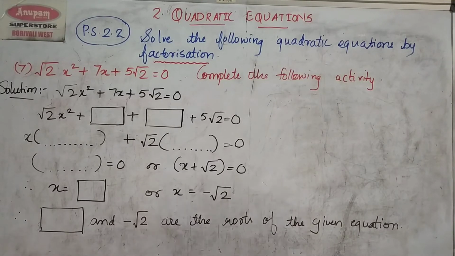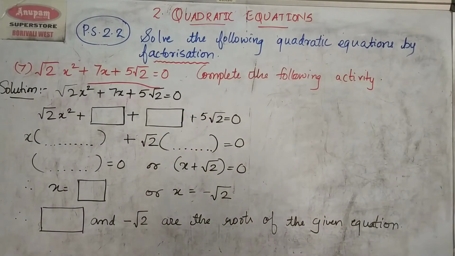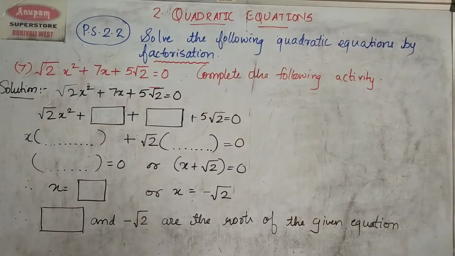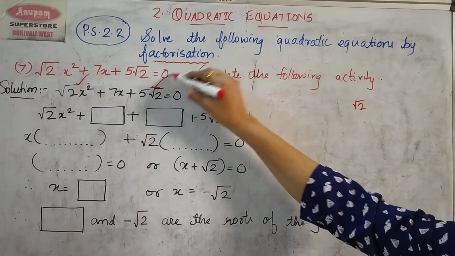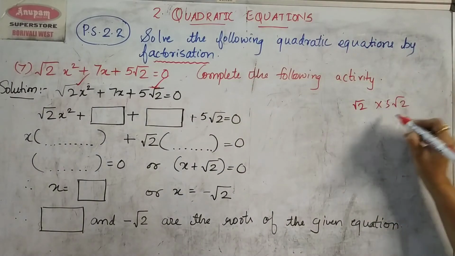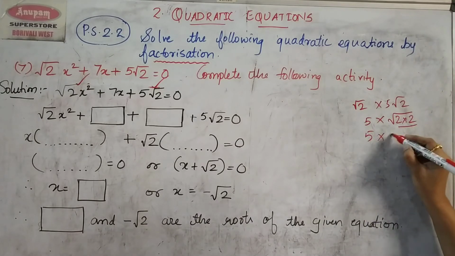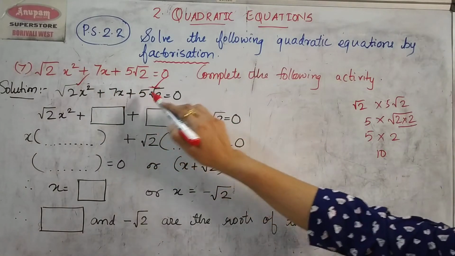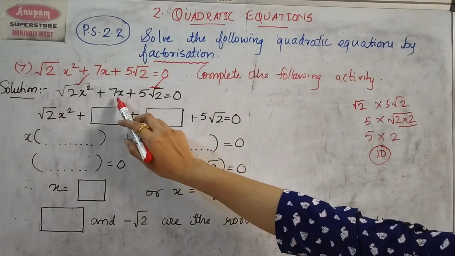Now if you look here, the first step is going to be multiplying the first and the third term, right? So you are going to multiply root 2 and 5 root 2. So root 2 into 5 root 2 will be 5 into root 2 into root 2. Root 2 into root 2 will become 2, and 5 2's are 10. That means the product of these numbers is 10. So I want two such numbers whose product is 10 and whose addition or subtraction should give me 7.